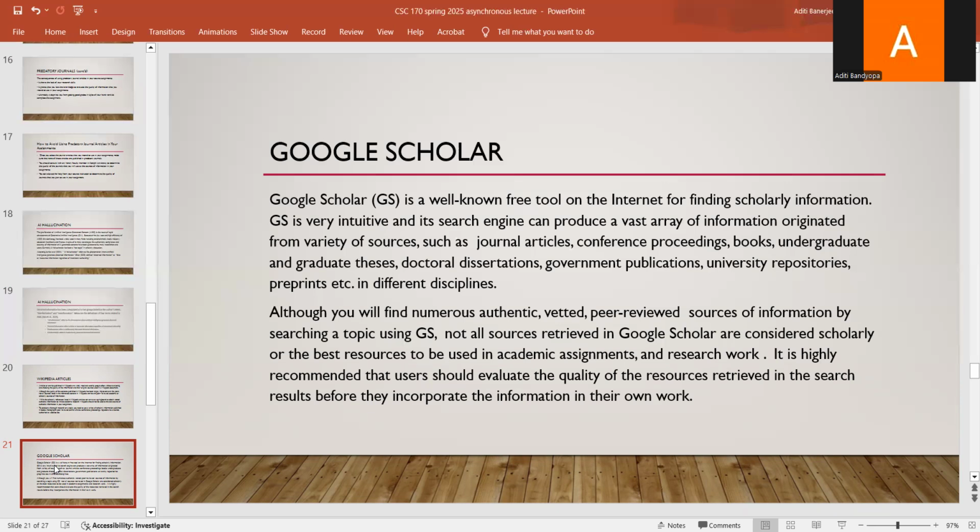Although you can find numerous authentic, vetted, peer reviewed sources of information by searching a topic on Google Scholar, not all sources retrieved in Google Scholar search results are considered scholarly or the best resources to be used in your academic assignments and in your research work. You must evaluate the quality of the resources retrieved in the Google Scholar search results before you incorporate that information in your own work.